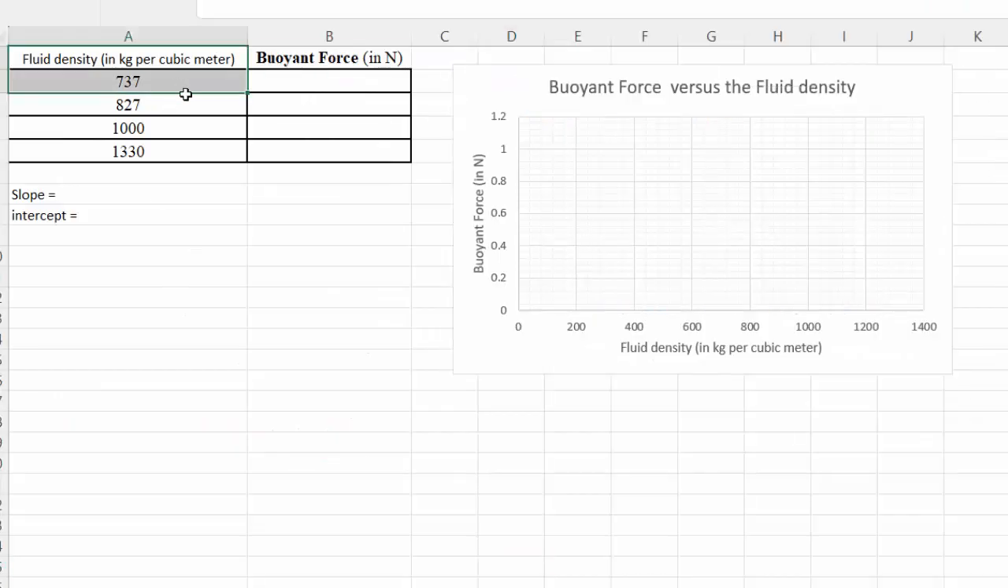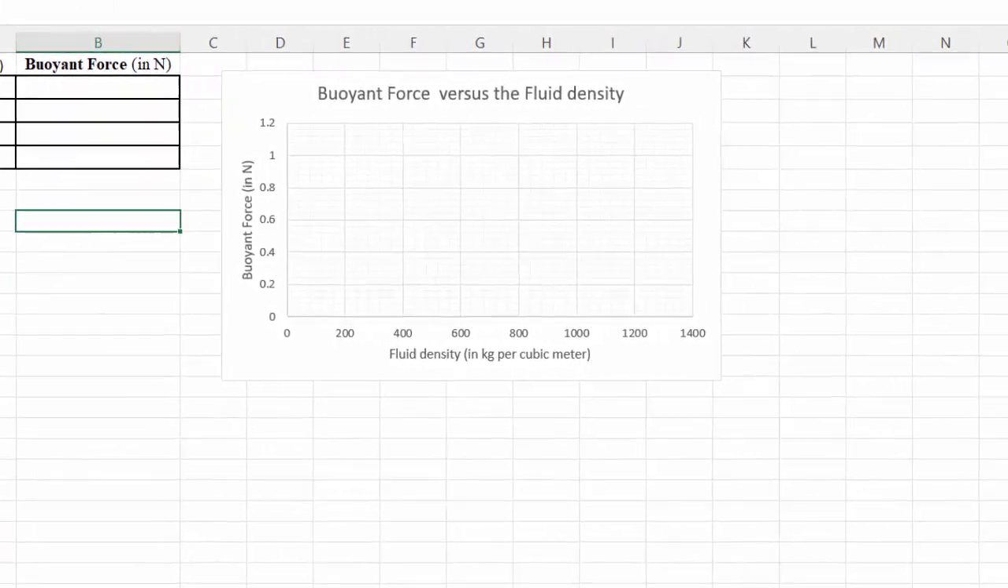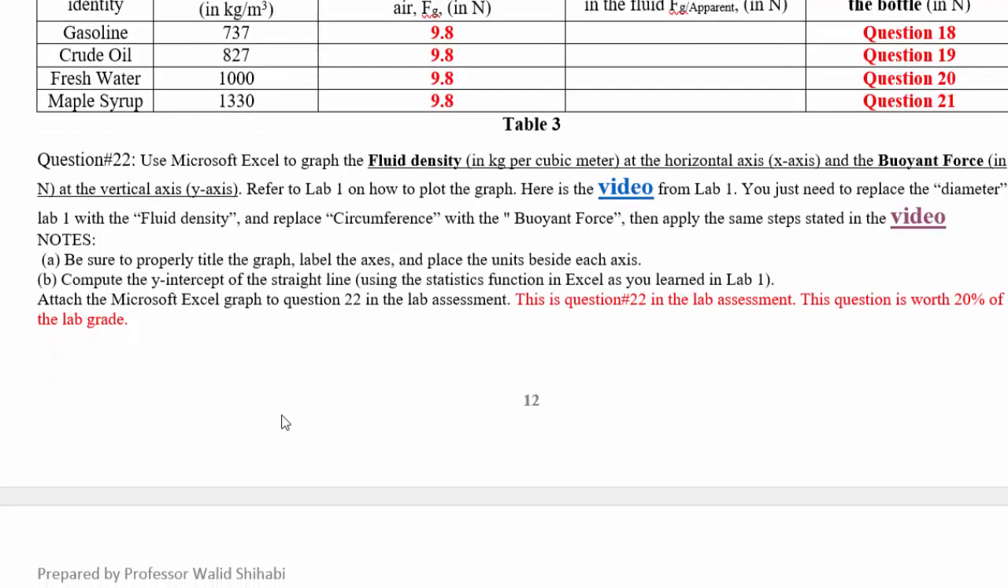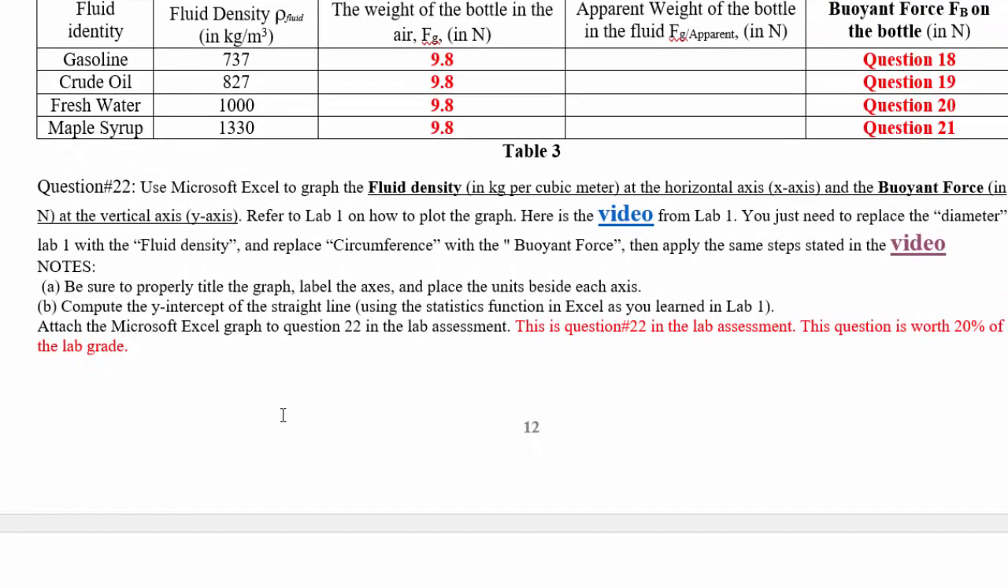So to plot the graph, the first column will be the fluid density in kilogram per cubic meter. And the vertical axis, which is the y-axis, will be the buoyant force in Newton. And you will input the values that you got in questions 18 to 21 in the lab. And then you'll evaluate the slope and the y-intercept using the statistical function in Microsoft Excel. And again, refer back to my video over lab number 1, which I linked in this lab here. So in the lab assessment, you'll upload the Microsoft Excel graph of the buoyant force versus the fluid density.